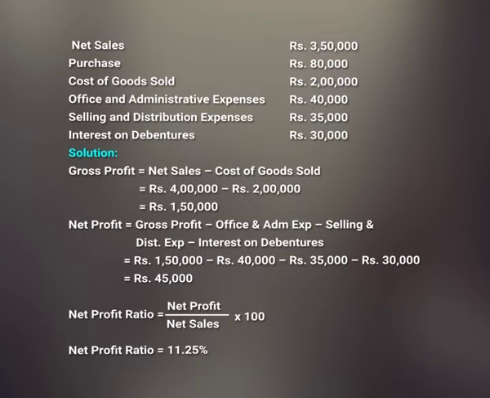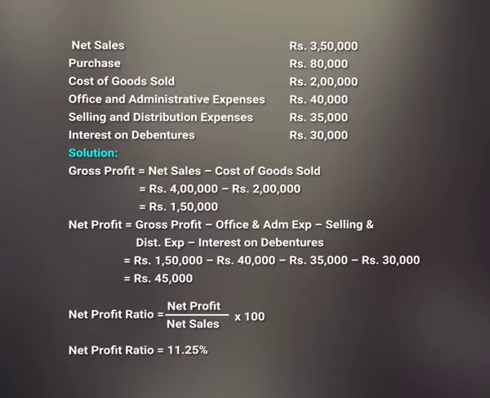Now, we will see one question on this. Calculate the net profit ratio from the following. Net sales given to us is rupees 3,50,000. Purchases is rupees 80,000, then cost of goods sold is rupees 2 lakhs, office and administrative expenses rupees 40,000, selling and distribution expenses rupees 35,000, then interest on debentures rupees 30,000.